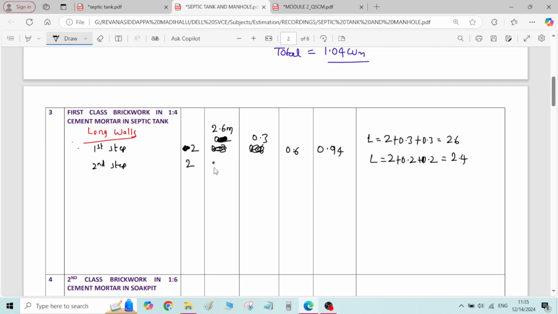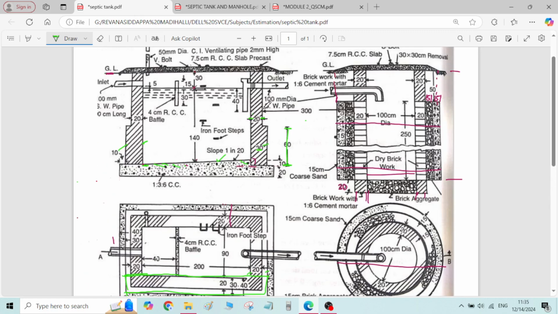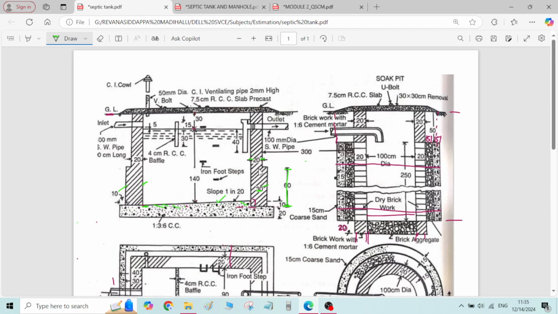Length is 2.4 meter. Okay, and thickness of the wall is 0.2 meter. Second step, it is having 0.2 thickness or width. Coming to the height of second step, means we want distance from here to here. Okay, this distance we want. Actually, this distance is not given in the diagram. We have to calculate it.